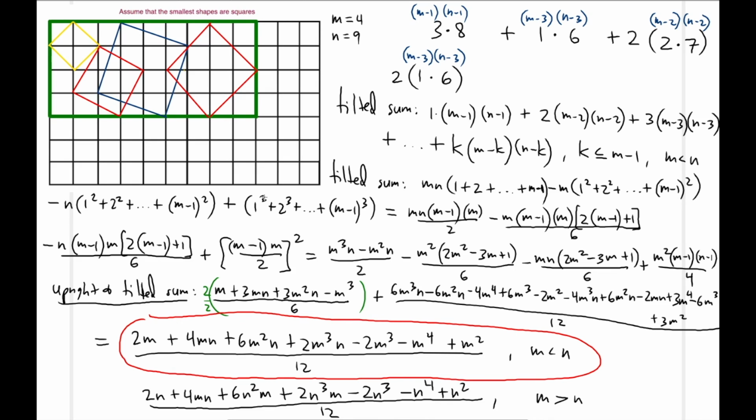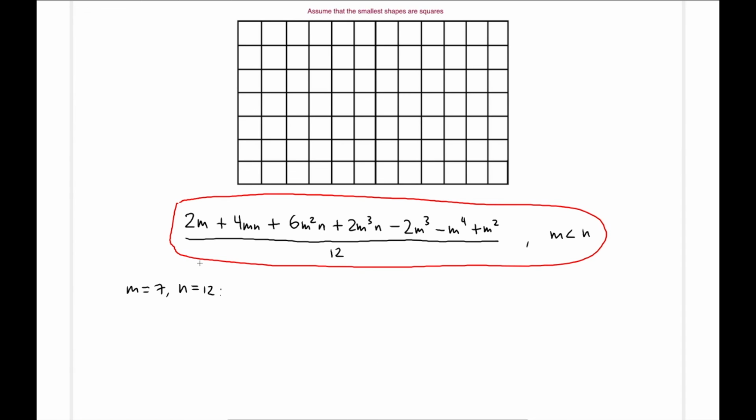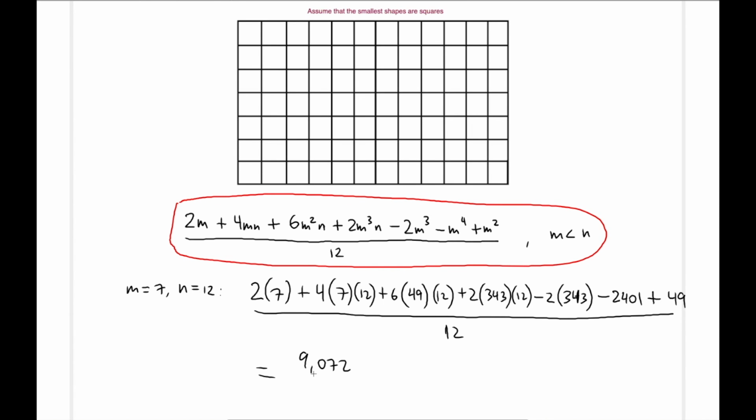If we want to test the number of tilted and upright squares in this gigantic rectangle, we have to be aware of which formula we use. We use exactly this formula and not the one on the bottom. If you try to use the number on the bottom, you will get a wrong answer. The number of rows is 7 and the number of columns is 12. Okay, so if you do this, the sum on the top, 9,072 divided by 12, that gives us exactly 756 squares.